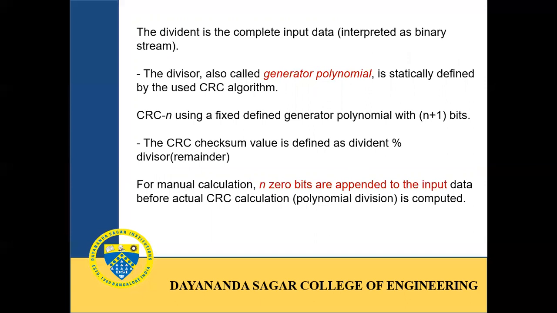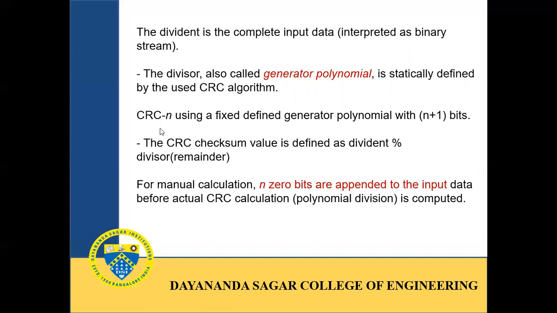Now, to find the remainder, we need to know which is the dividend. The dividend is the input data, and the divisor is the generator polynomial, which is predefined and known to both the sender and the receiver.